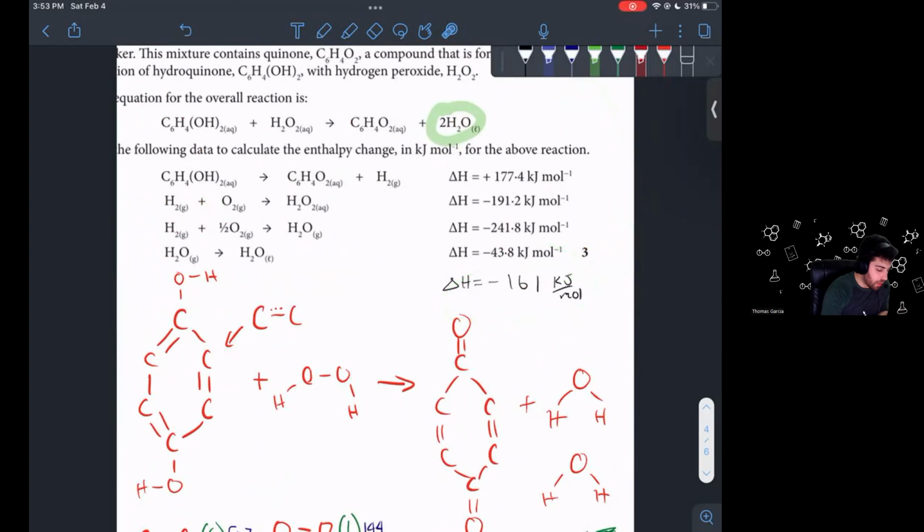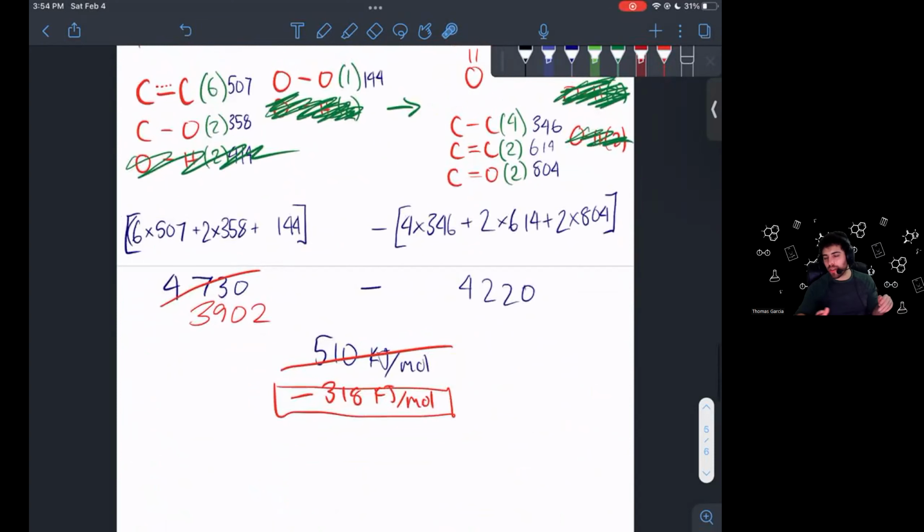With that said, it's all right. We're using bond enthalpy. We're bound to be off, but I hope this helps.